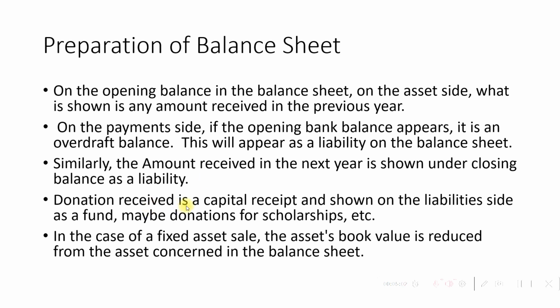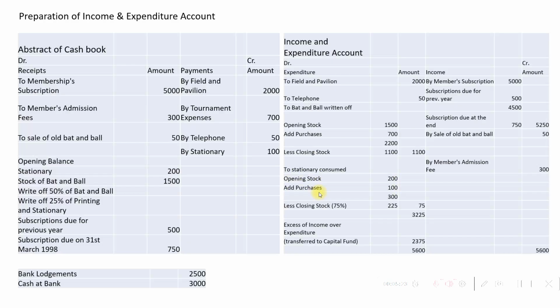So what are donations received, how exactly is it done? It will be shown on the liability side as a fund, maybe donations for scholarships, etc. In the case of a fixed asset sale, the asset's book value is reduced from the asset concerned in the balance sheet. So these are some of the things which an accountant goes through for preparation of the balance sheet.